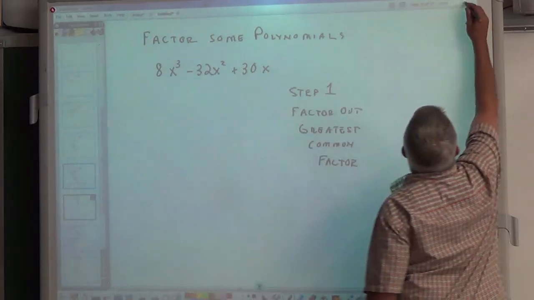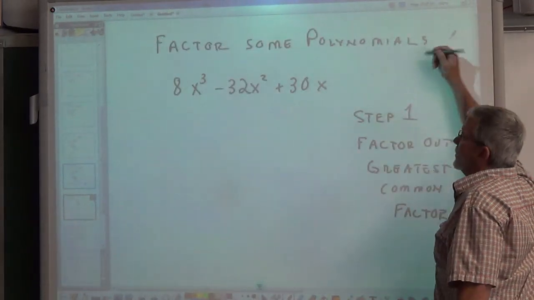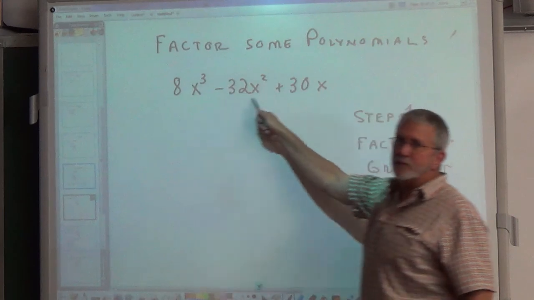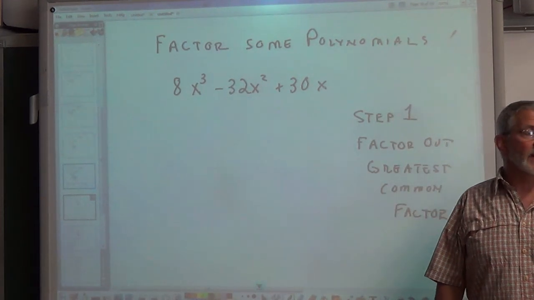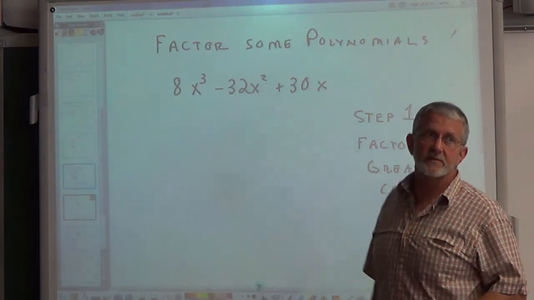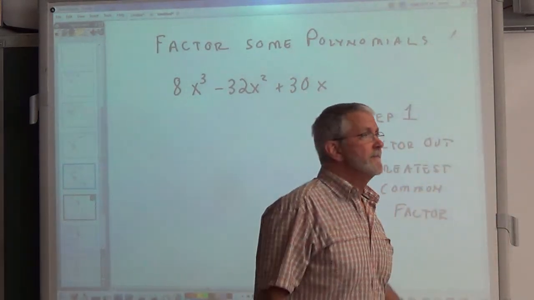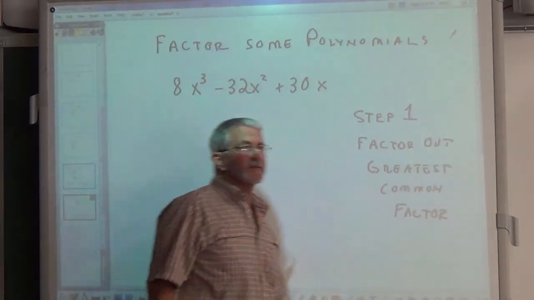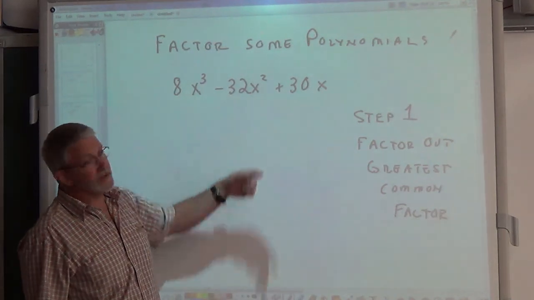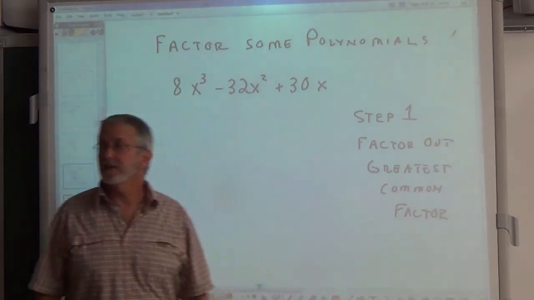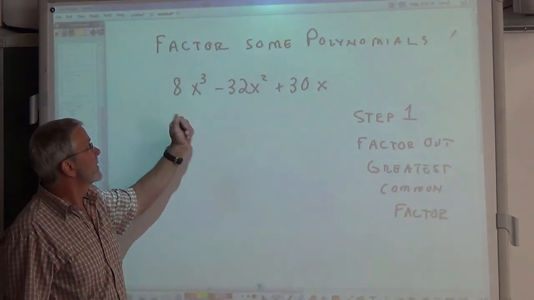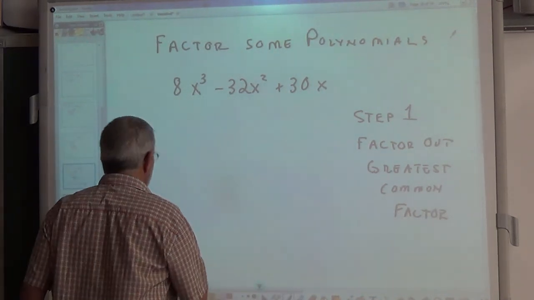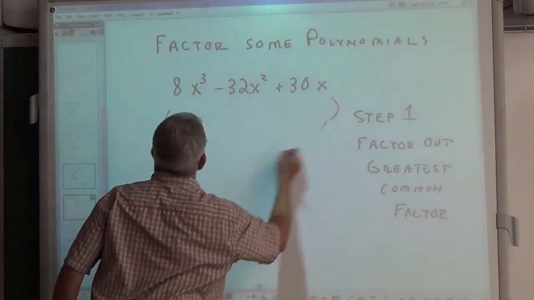So as an example, we're going to factor this polynomial. Step 1 in factoring polynomials is to factor out the greatest common factor. So we're going to look here and see, first of all, is there a greatest common factor? And I think that there is. Well, certainly there's an x in every term. So let's factor an x out.